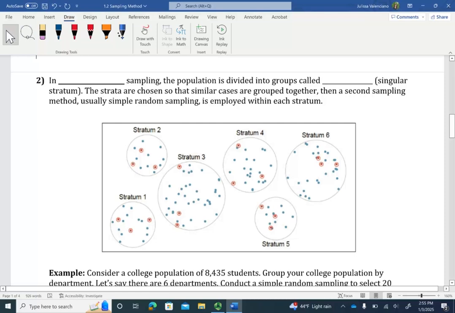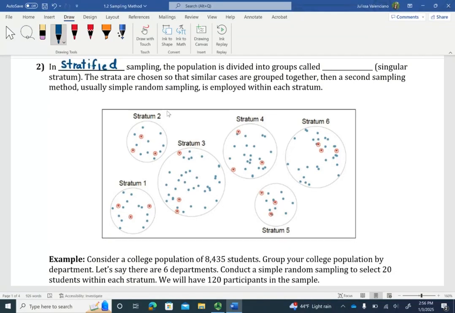So the next sampling method that we're going to see is called stratified sampling. In stratified sampling, the population is divided into groups, and we call those groups strata. In singular, we say stratum. The strata, so each group, are chosen so that similar cases are grouped together. So within each group, the individuals have something in common. Okay, so again, similar cases are grouped together. That is one of the characteristics of this sampling method.